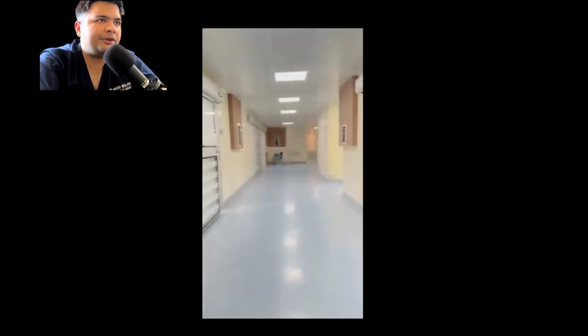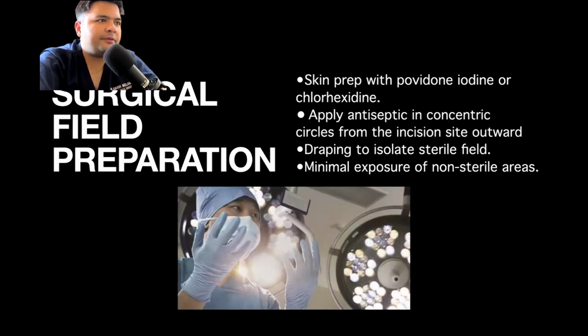So I hope you liked the video and understood the steps of hand washing and scrubbing. Surgical field preparation: skin preparation with povidone iodine or chlorhexidine. Apply antiseptics in concentric circles from the incision site outwards.